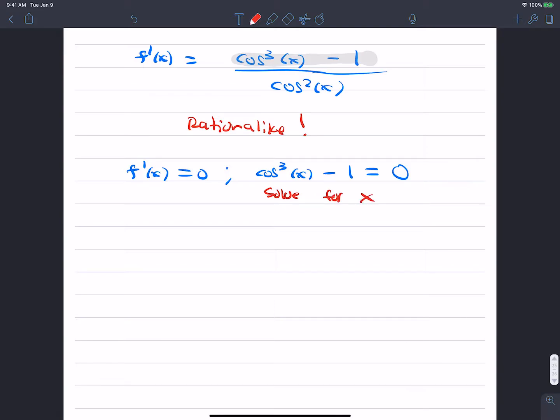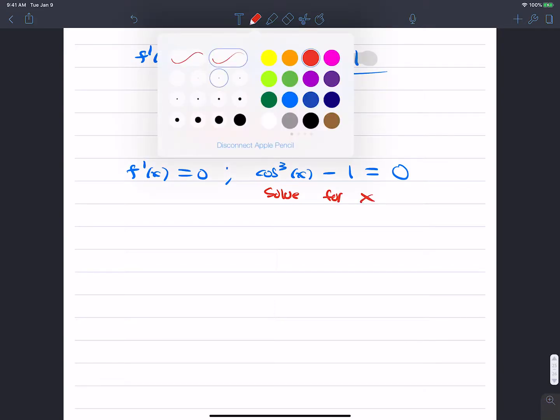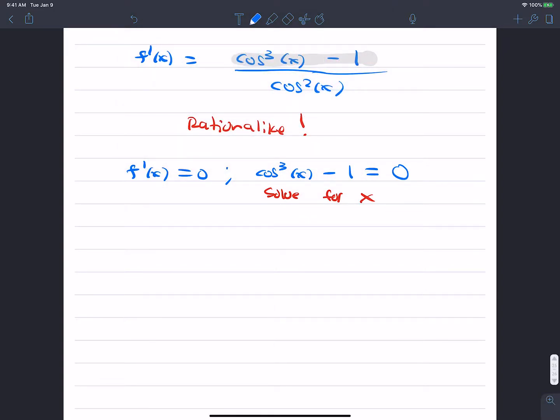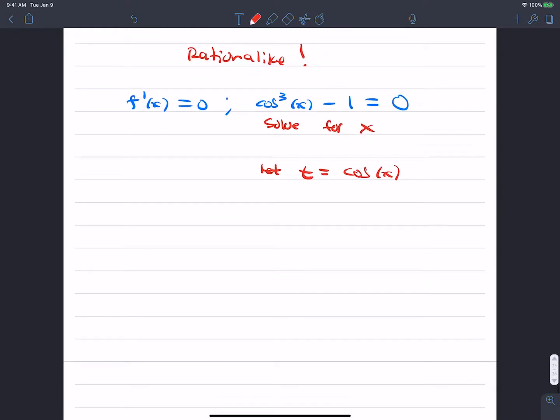Anybody remember how you do that? Let me show you guys how you can do that, right? Here's one way to do this. You can solve this by factoring because you're going to let t be cosine. And if that's the case, you end up with t cubed minus 1 is 0.